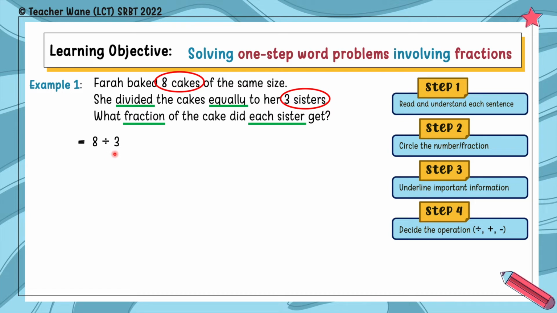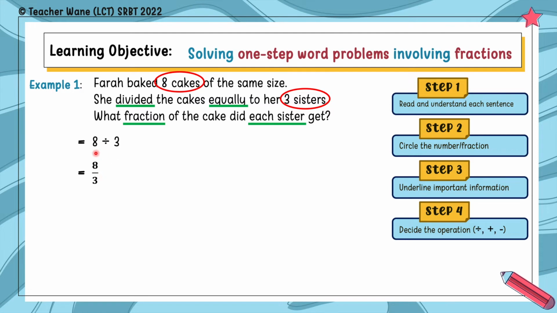How did you know that the operation is division? Yes, excellent. We know that we will use division because of the words divided, equally, and each sister. Those are the hints. So I will express this division, 8 divided by 3, as a fraction. So 8 out of 3.